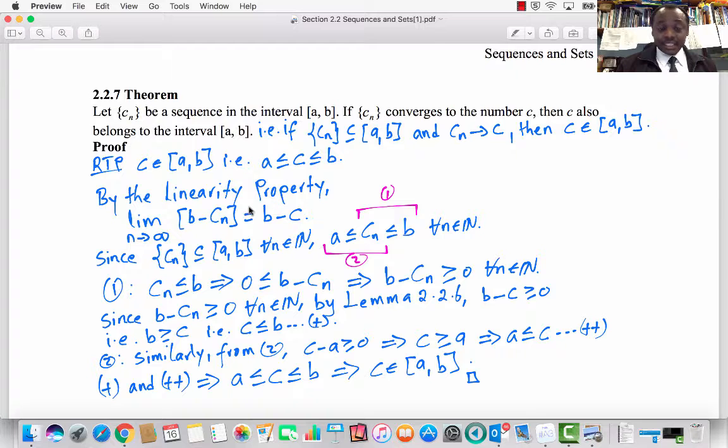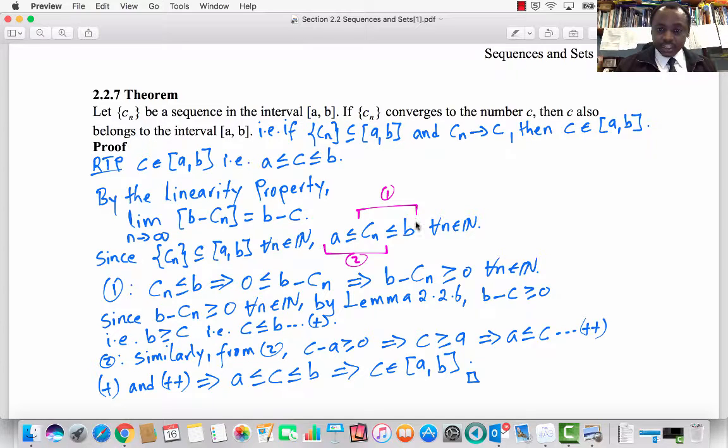Now, by linearity, the limit as n approaches infinity of B minus Cn is just B minus C because Cn converges to C. Pause right there. We'll come back to that. Now, the sequence Cn is in AB means that for every natural number n, A is less than or equal to Cn, which is less than or equal to B.